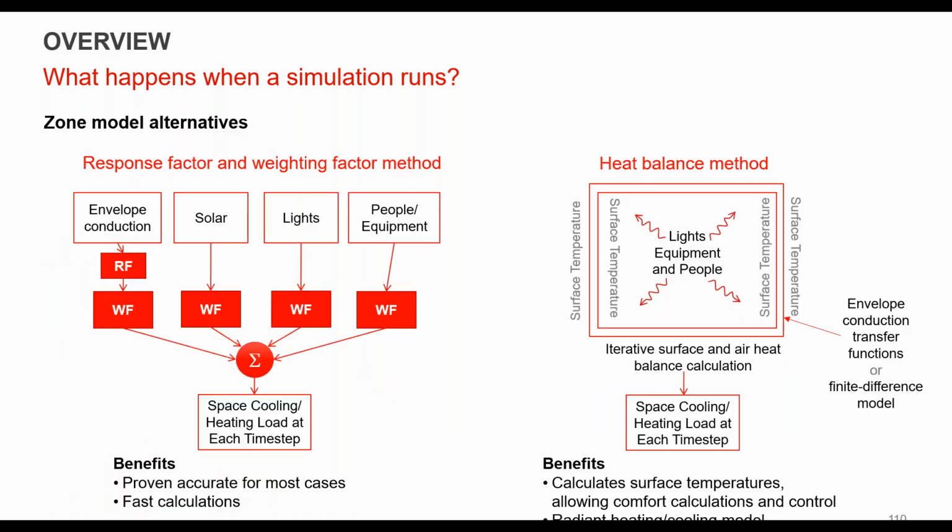So there's two main ways that a simulation engine is doing this calculation, right? One, which is on the left here, is the response factor, weighting factor method. This is, again, considering conduction through your envelope. That's accounting for response factor. So this is basically how much heat enters the outside wall at each hour. So again, this accounts for the amount of mass that is in your wall. So heavier mass walls will slow down the amount of heat that enters at each hour. And it accounts for a response factor over a certain number of hours for that heat to actually enter into the space.